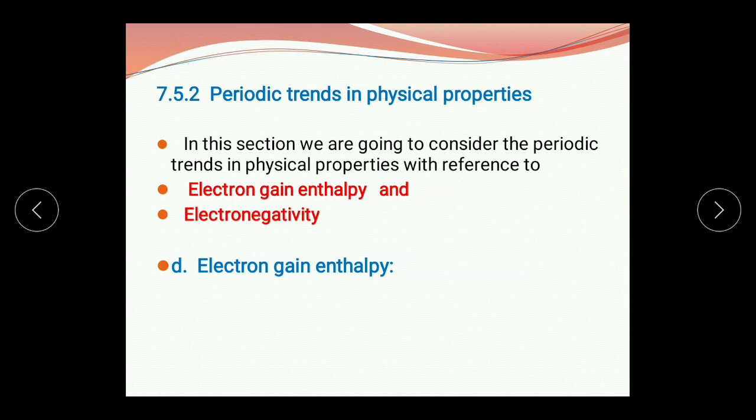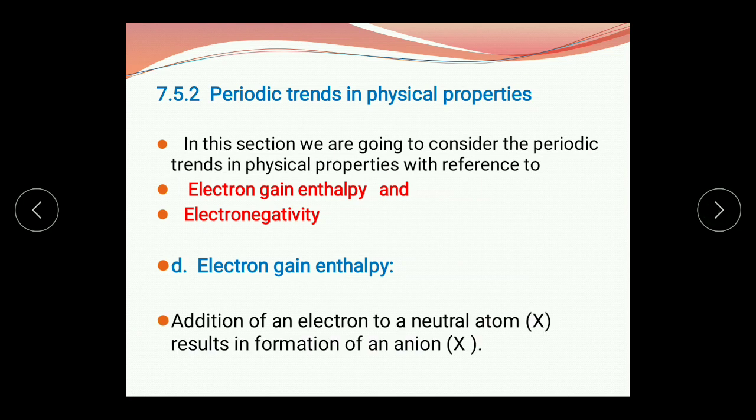Now we learned about ionization enthalpy. That is also an energy. Same way, electron gain enthalpy is also a kind of energy. While removing an electron, an energy we have to supply. That means ionization enthalpy is the energy required to remove an electron. And as the energy needed to be supplied, it is always positive. But electron gain enthalpy can be positive as well as negative.